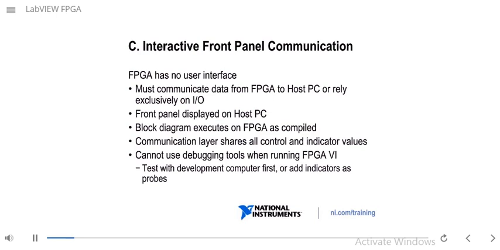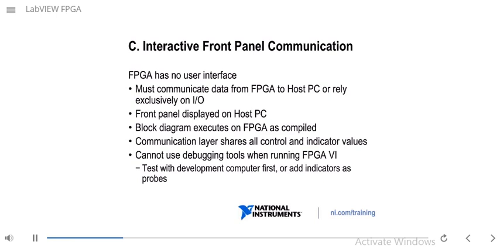Remember, an FPGA really has no user interface. The FPGA is actually just hardware, so you have functionality happening on that FPGA chip. To communicate data from the FPGA, you can either communicate from the FPGA through the bus back to the host PC, or you can communicate by using your I/O lines. The front panel is displayed on your host PC.